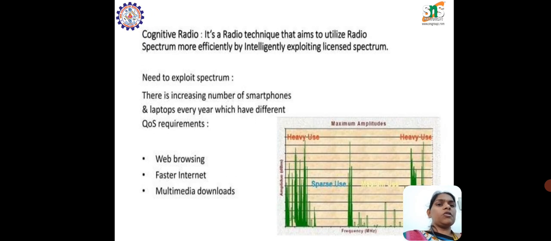So before entering the topic, let us know what cognitive radio is. It is a radio technique that aims to utilize the radio spectrum more effectively by intelligently exploiting the licensed spectrum. So this is the basic spectrum, and there is an increasing number of smartphones and laptops every year, which have different quality of service requirements for web browsing, faster internet and multimedia downloads. So during the vast usage of networks, there will be a scarcity. So we go for the concept of cognitive radio network.